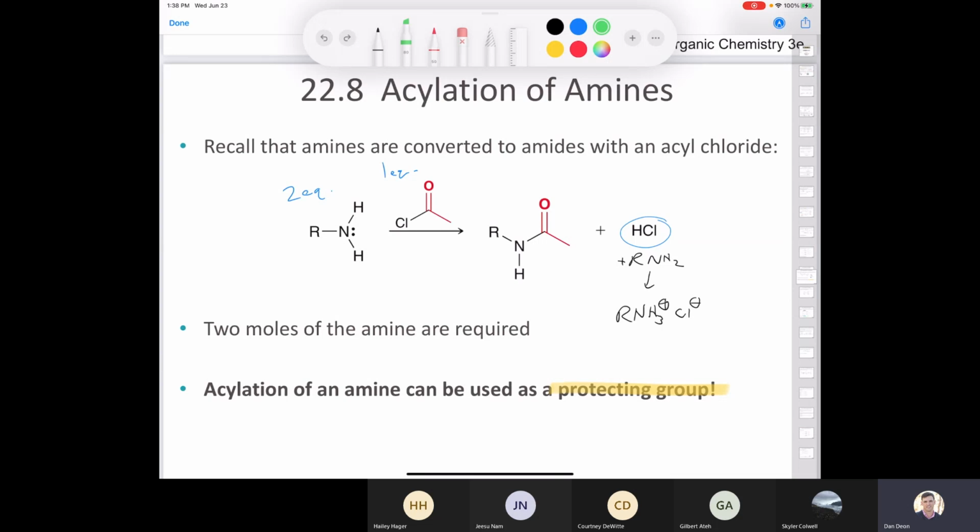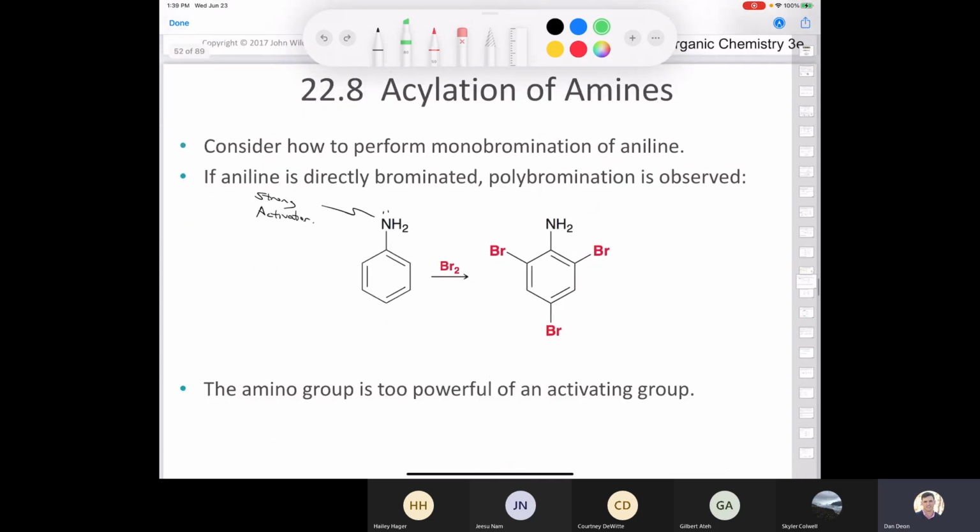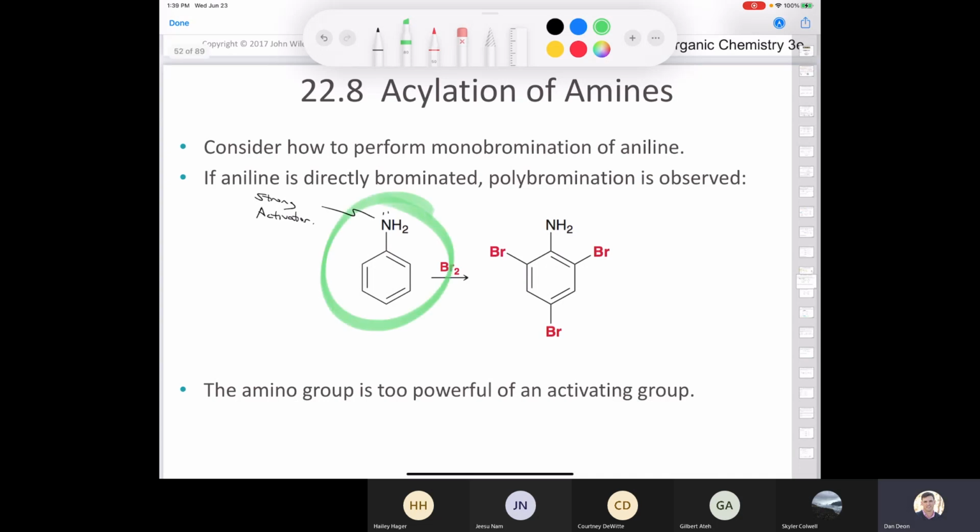Now, we've also discussed acylation in terms of an acyl group being a protecting group of an amine. So why would you want to do that? Because we saw way back in chapter 18 that if you take an aromatic compound like aniline, it has the amino group here, which is so strongly activating that if you just take that and treat it with bromine, no Lewis acid required, you end up with polybromination occurring.